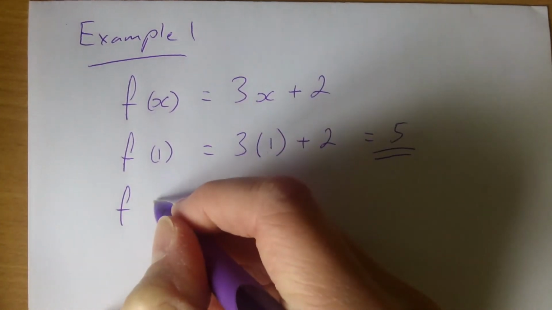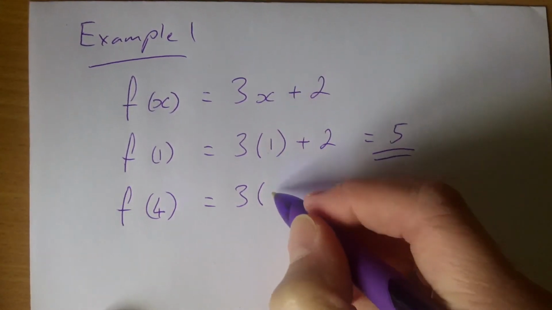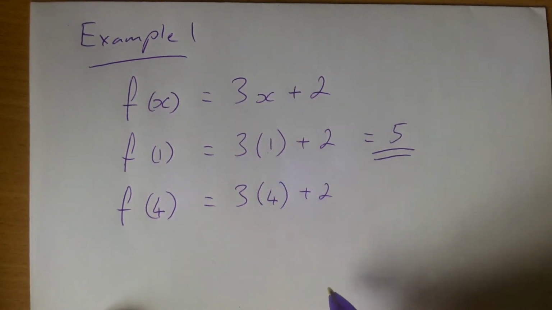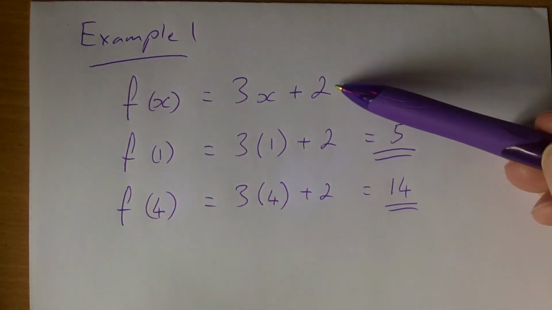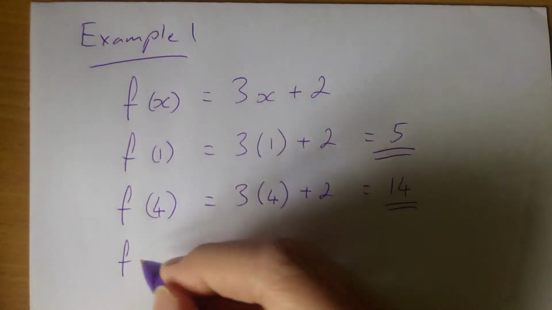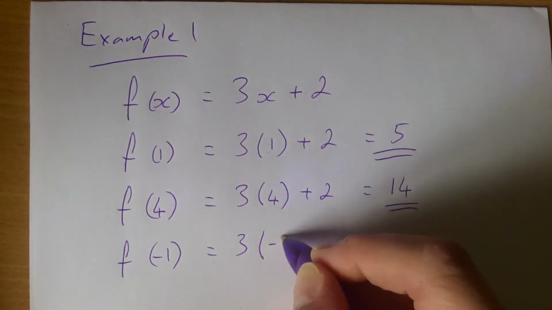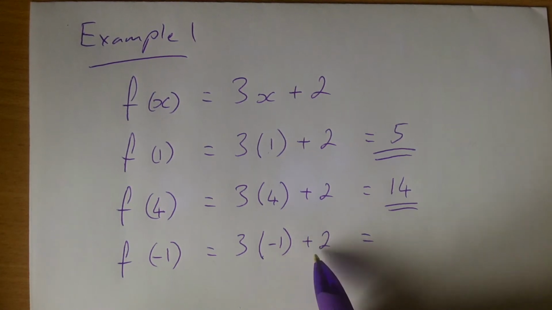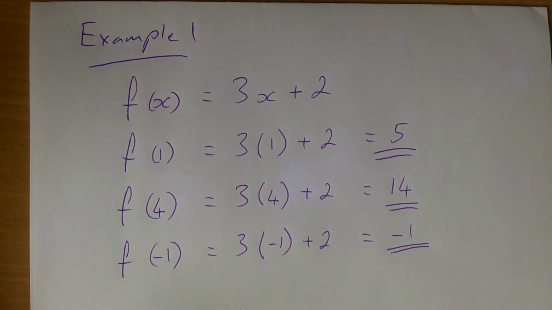I could do this with a different value. So say f of 4. That could be 3, same function, times 4 plus 2. 3 times 4 is 12, plus the 2 is 14. So the value of this function when x is 4 is 14. You could do exactly the same with negative numbers as well, that's absolutely fine, so put a negative 1 into that. So it's 3 times negative 1, then add on 2. 3 times negative 1 is negative 3, add on 2, brings us up to negative 1. So there's some simple functions.